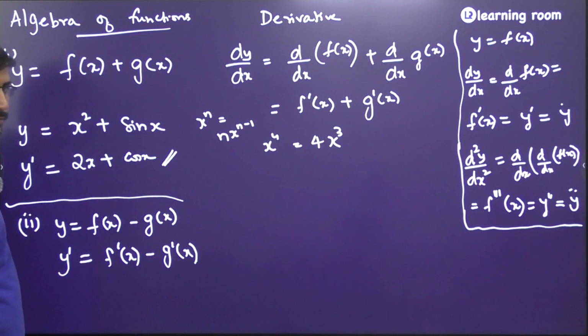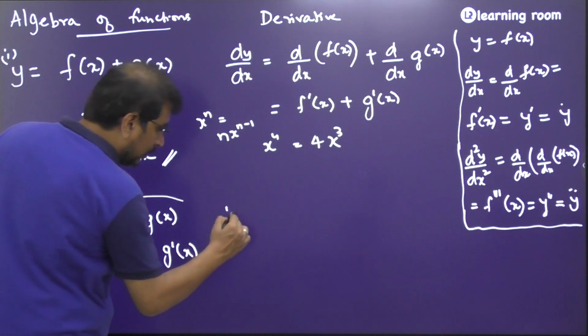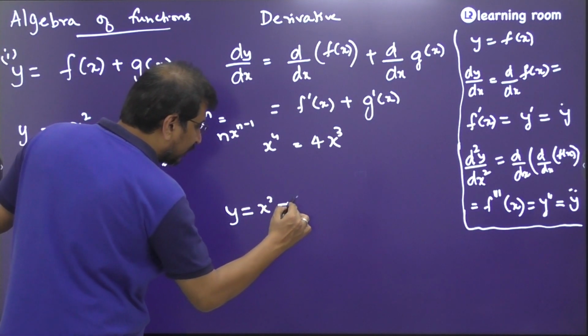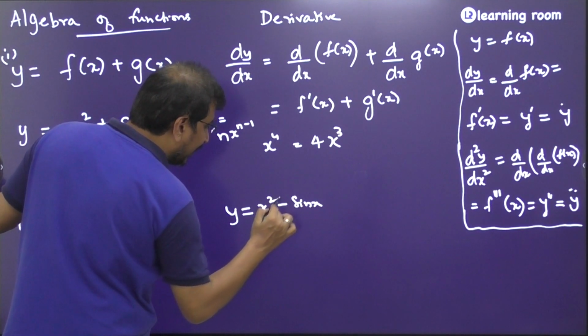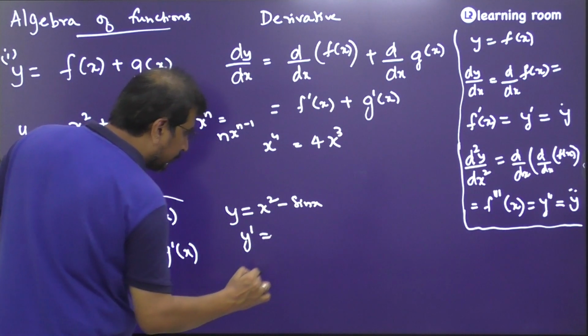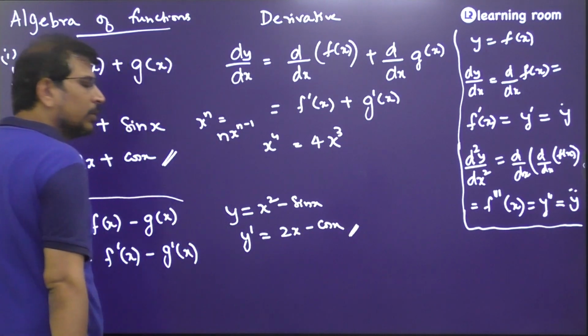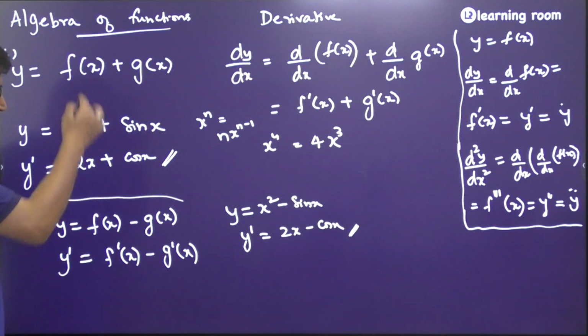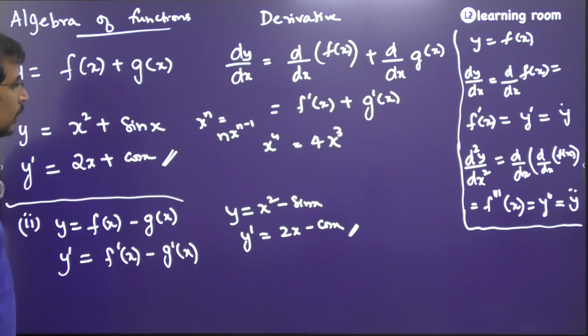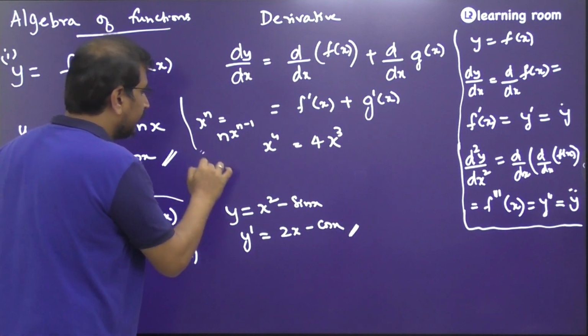Means if I take the same functions with a negative sign, so y is equal to, if I have x square minus sin x, then what is y dash going to be? That's it. Simple, no? Right? These two aren't they simple? Right? So make a note of this.